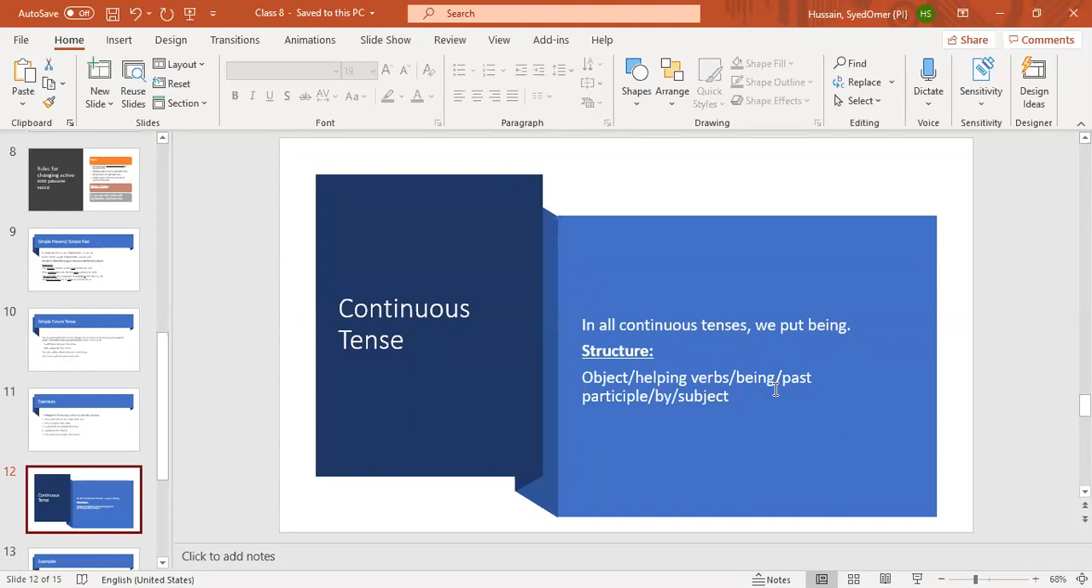You only have to add one word, that is being. Please remember: if it is present tense, we will put is, am, are, the same helping verb. If it is past tense, we'll put the same helping verb, was or were. Future continuous has no passive voice. Okay, future continuous tense has no passive voice. Please remember this: only present continuous and past continuous. So in both the tenses we put the same things except we put being.